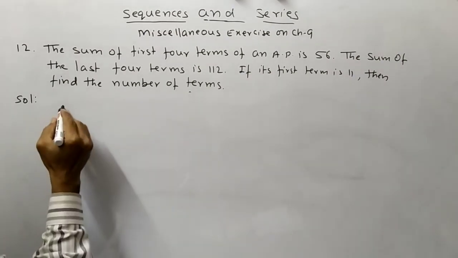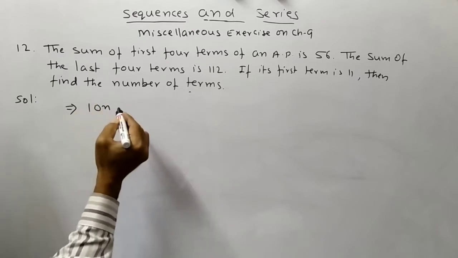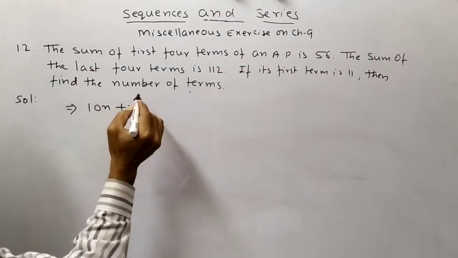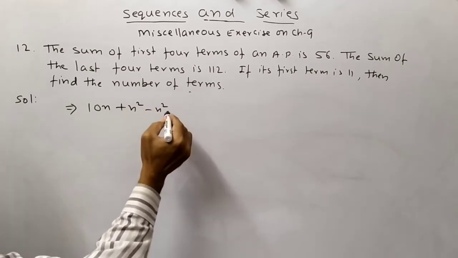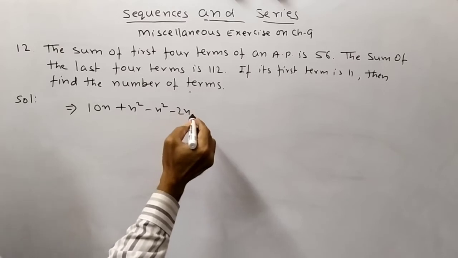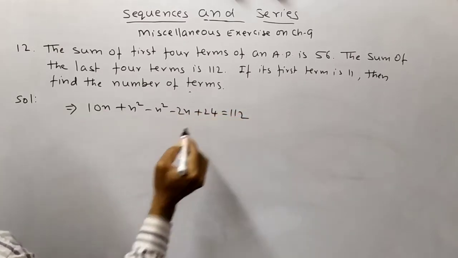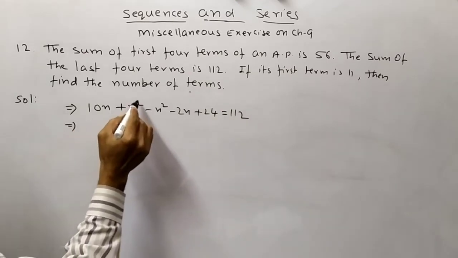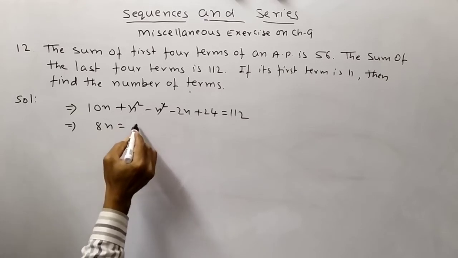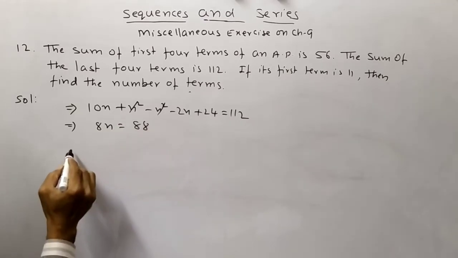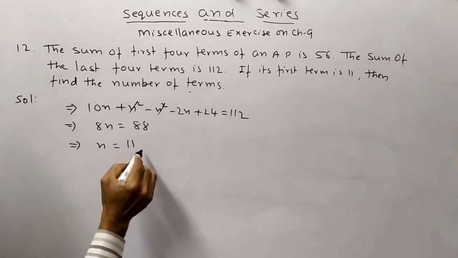Implies 10n plus n square minus n square minus 2n plus 24 is equal to 112. This implies 8n is equal to 88, implies n is equal to 11.